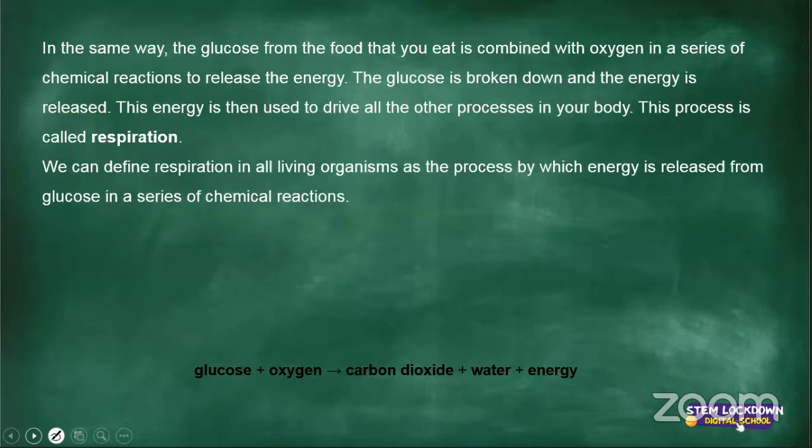chemical reactions. Now, breathing is different. Breathing is basically taking in oxygen and giving out carbon dioxide, but respiration is a process by which energy is released from glucose in a series of chemical reactions. So it's basically telling you that you need to eat, and from the food that you eat, energy is released through a series of chemical reactions to make you do all your other life processes.